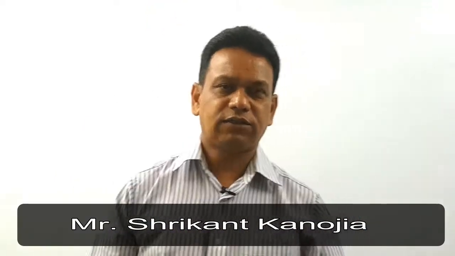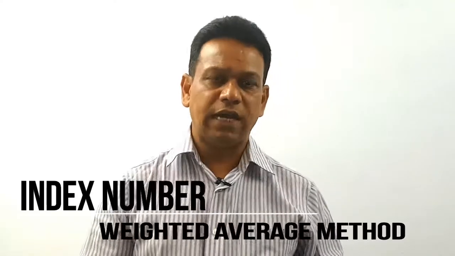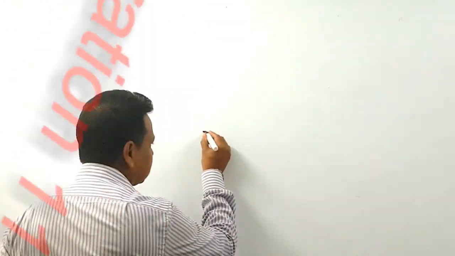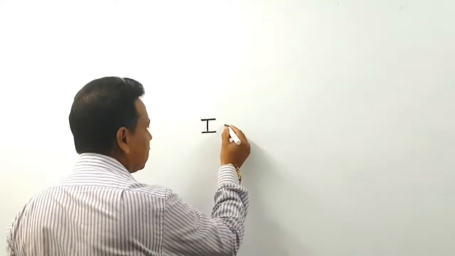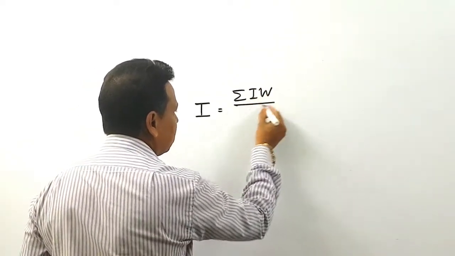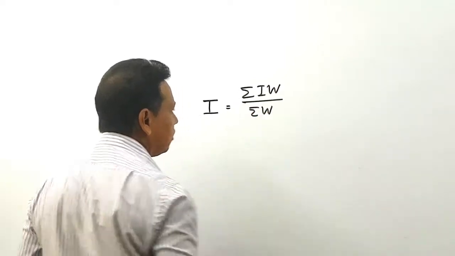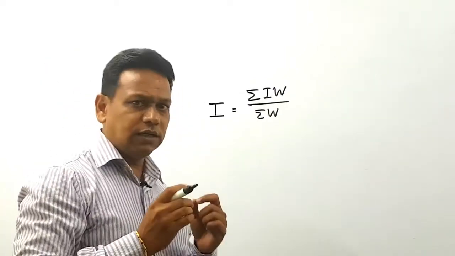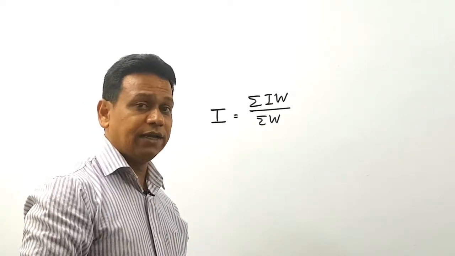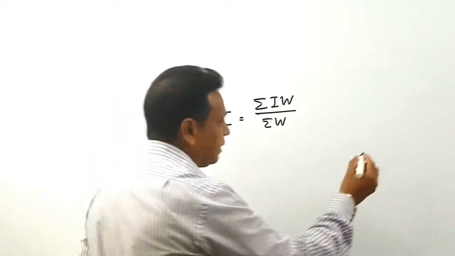Happy morning, friends. Today we are going to discuss a new method to find out an index number, and that is called the weighted average method. The formula to find the index number by this method is I equals sum of IW divided by sum of W.